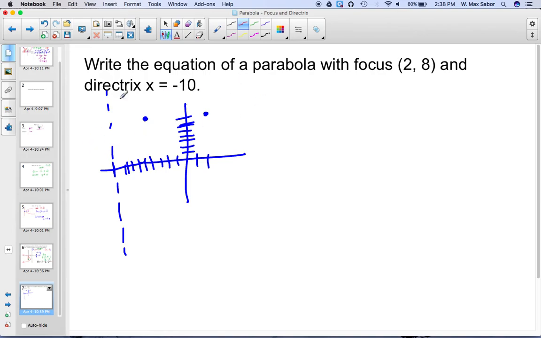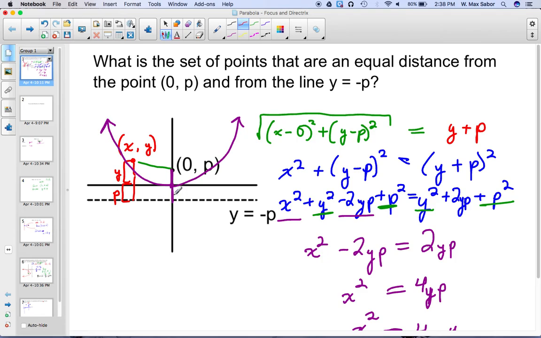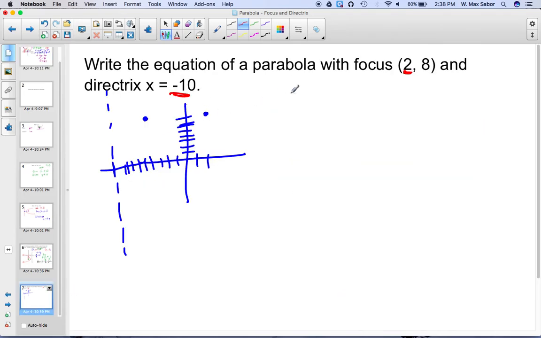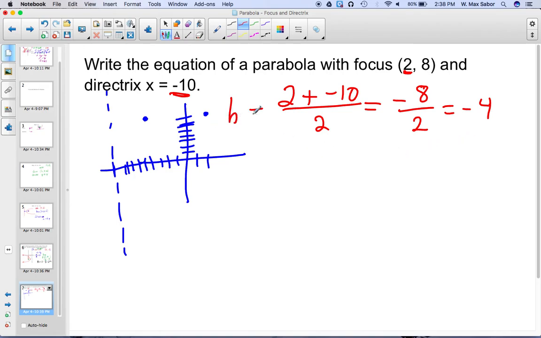So we know that here is going to be our vertex, and if we want to do that without the graph, we can say its x-coordinate will be halfway between the focus and the directrix, because the distance to the focus is the same as the distance to the directrix. So we can average the x-coordinates. 2 plus -10 over 2 equals -8 over 2, which is -4. That is the x-coordinate of the vertex, so that's h. And k is going to be 8, because I identified that this is a horizontal facing parabola.